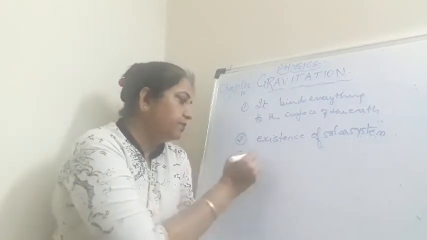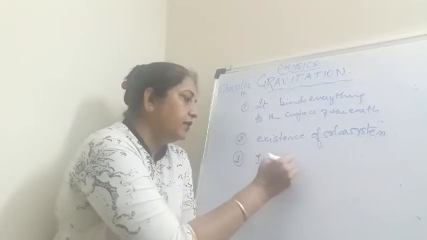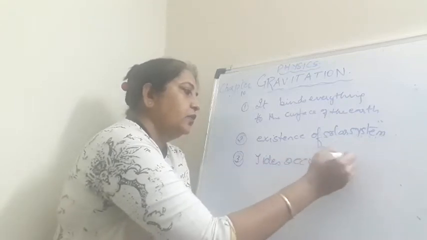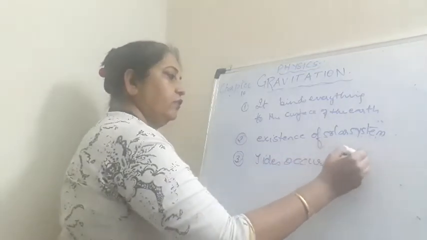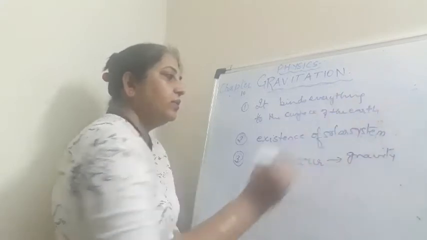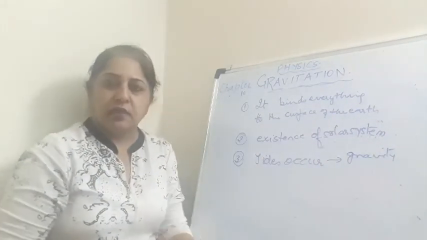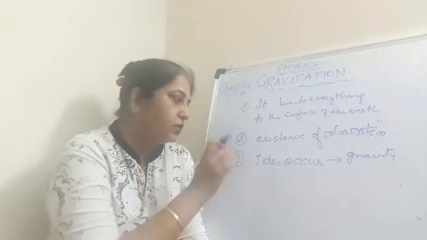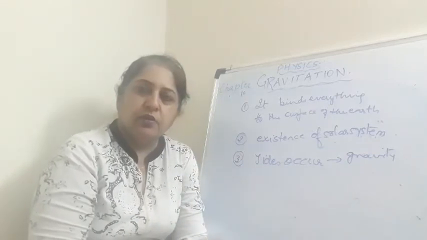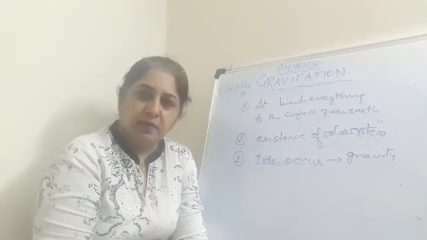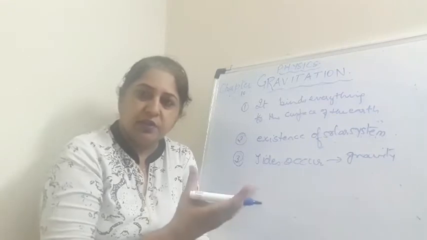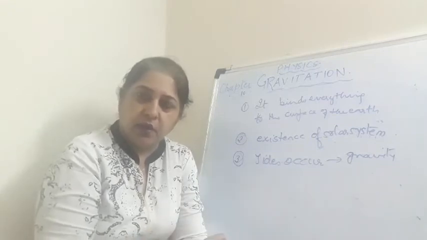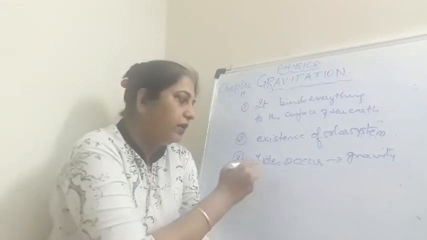Then number three, tides occur due to the force of gravity. Now you know what is a tide. The rise and the fall of the sea level is called a tide. The rise and the fall of the sea level is because of the gravitational pull of the moon. Because of the gravity of the moon, tides occur.